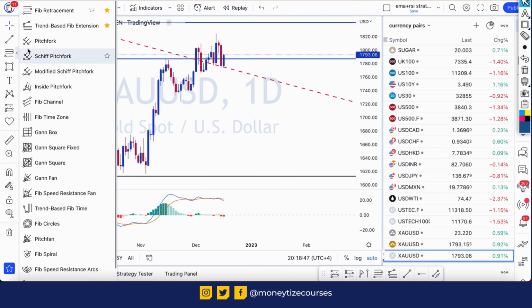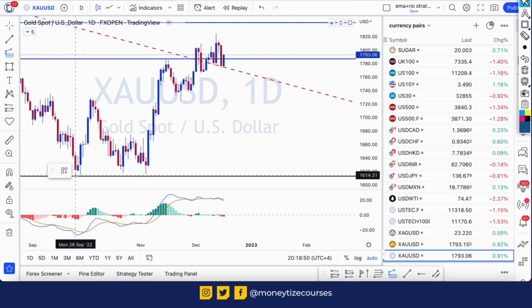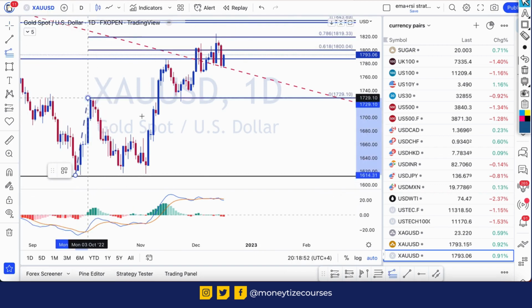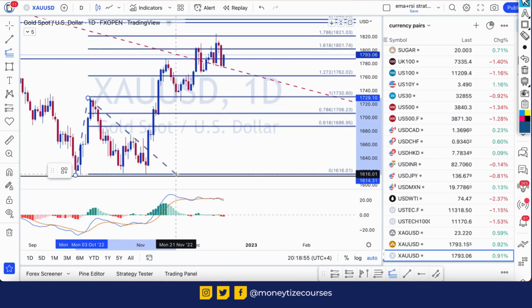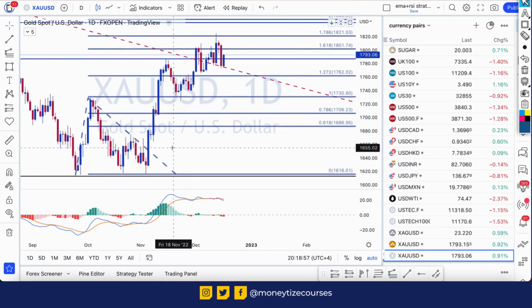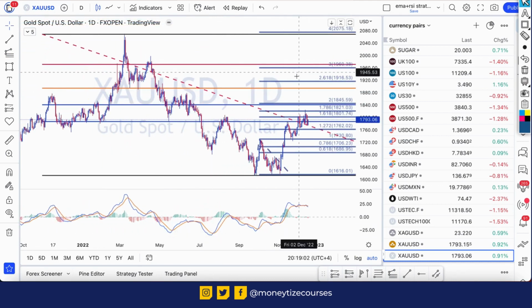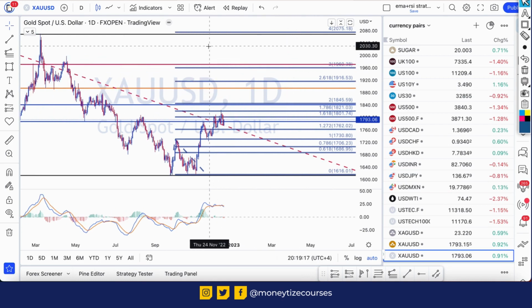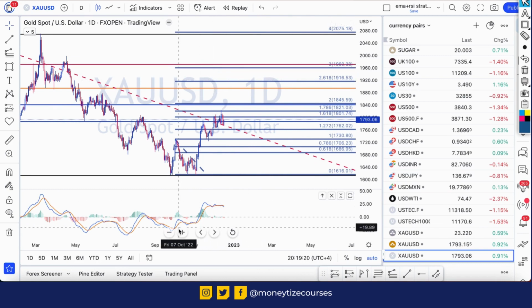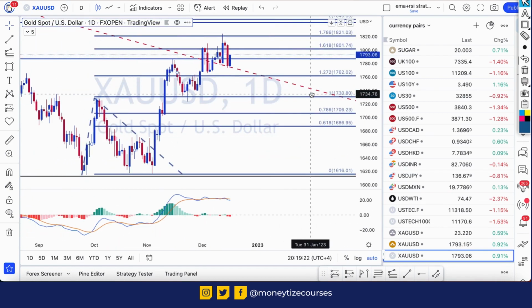Now let's apply fib extension here, starting from the base to the first push down. Okay, it has reached the extension level of 1.786, and the 200% cycle completion would be around 1845 and the 300% cycle completion would be around 1960, which is again the duplication of fib retracement 78.6. So for the upcoming weeks, it should remain bullish.